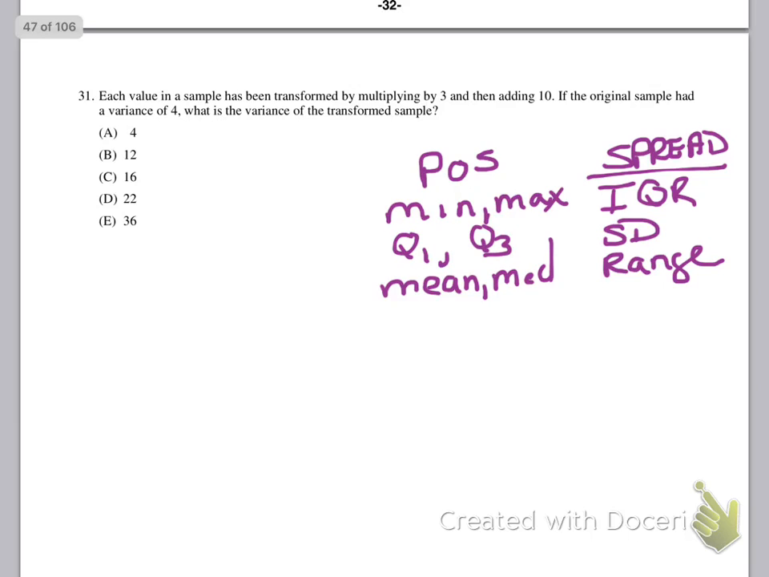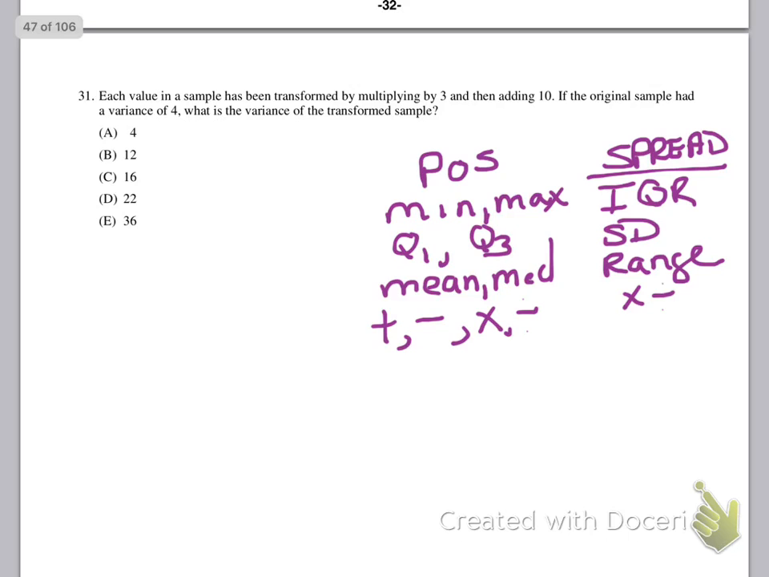Okay? Now, when you add to positions, everything changes. If you subtract, everything changes. Same thing if you multiply or divide. With spread, it's not true. It's just multiplying and dividing. It is resilient to adding and subtracting.